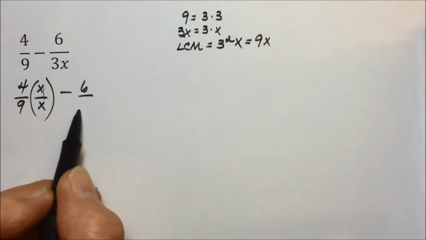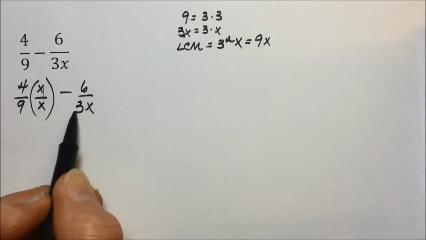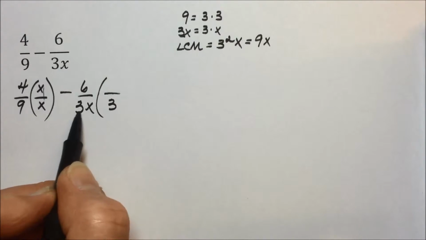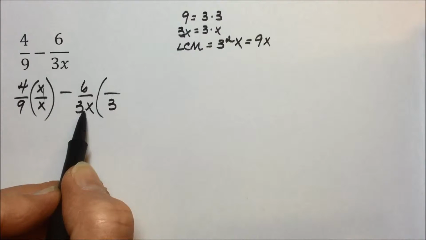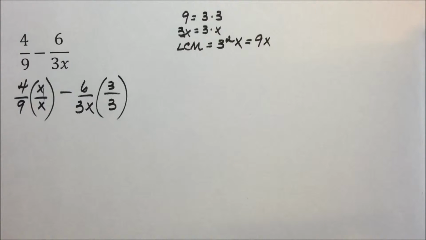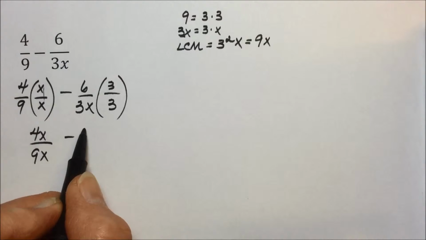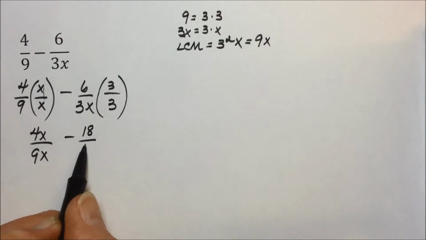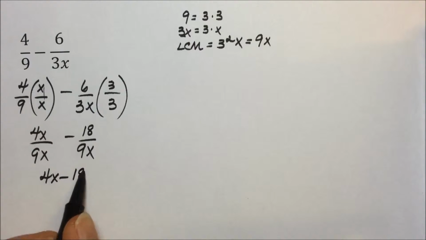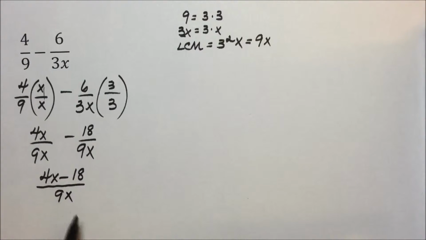Similarly, the second fraction, 6 over 3x, needs a multiple of 3 to bring it up to the least common denominator of 9x, and so the numerator will need to be multiplied by 3 as well. Simplifying, we have 4x over 9x and 18 over 9x. We now have common denominators. We can combine the numerators over that common denominator.